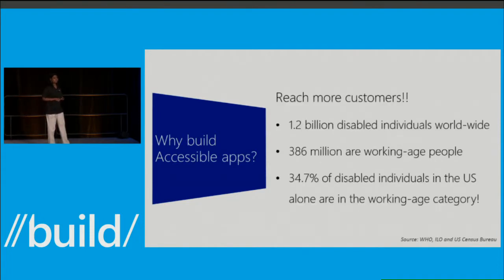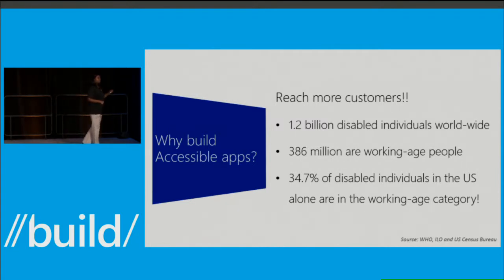Now, what are the numbers we're talking about? WHO tells us that 1.2 billion individuals in the world today have some form of a disability. Of this number, we have 386 million that are in the working age category. Now, why worry about the working age category? The reason we think about working age is because this is the group of people that's going to be using computers day in and day out at their workplaces. In effect, this is the group of people that's going to be using the apps that you build day in and day out.